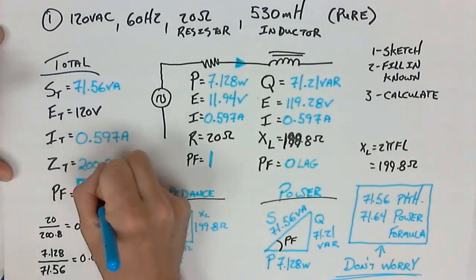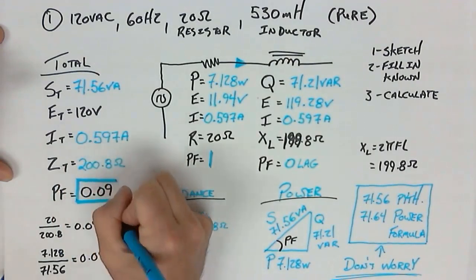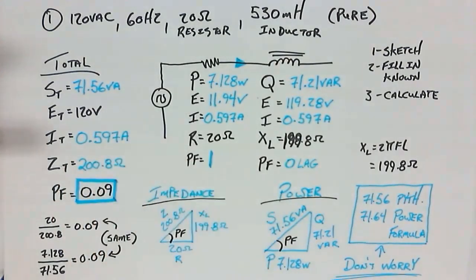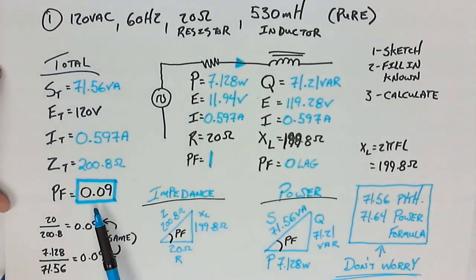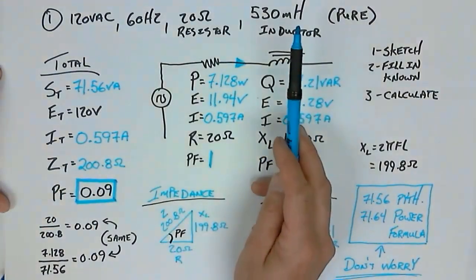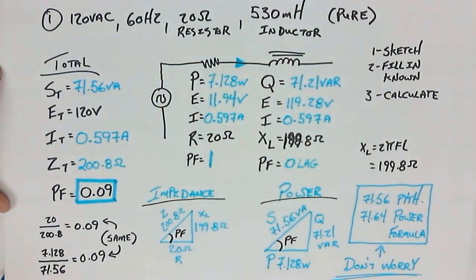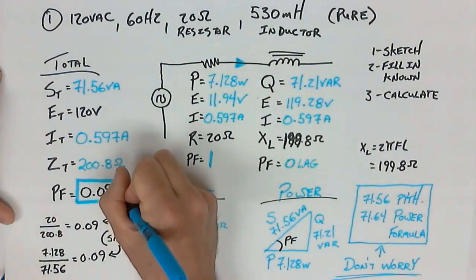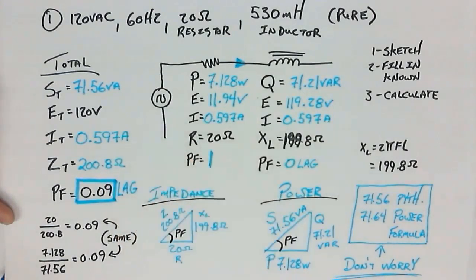When it's a power factor of 1, we all know that this is unity and that it is only resistors that we're referring to. When we have a power factor that's something other than 1, we need to indicate if it is either inductive or capacitive. And in this case, it's pretty obvious. It is inductive. So we say the word lag. This is a power factor of 0.09 lag.